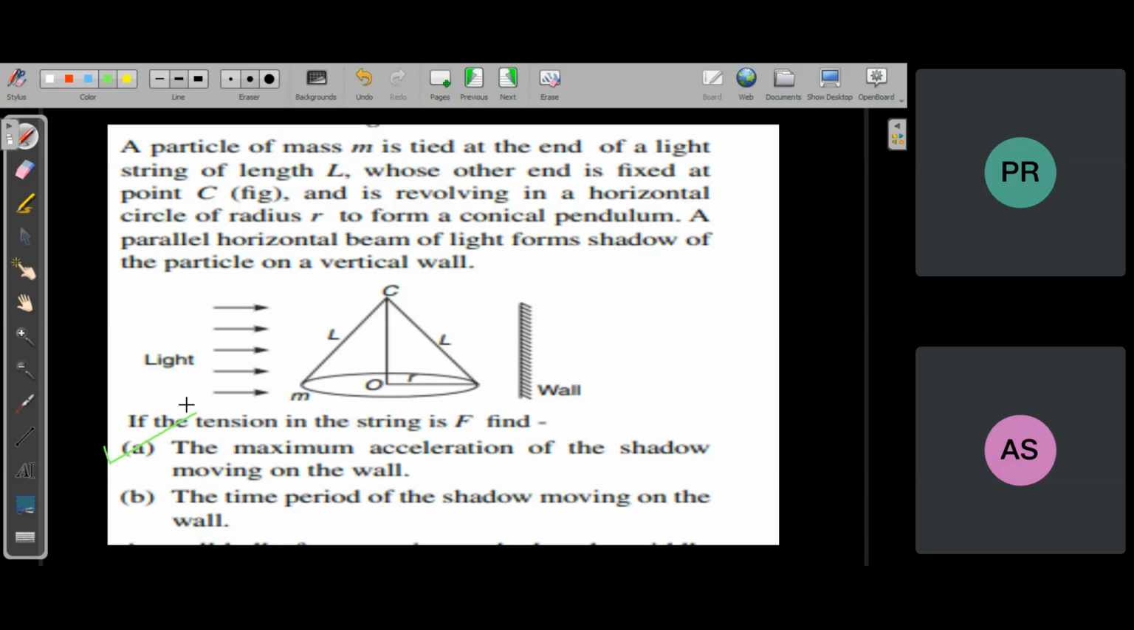Okay, now next part, B part. So the time period will be 2 pi into the square root of m r by the square root of F square minus mg whole square. 2 pi by omega, sir, time period. Yes.